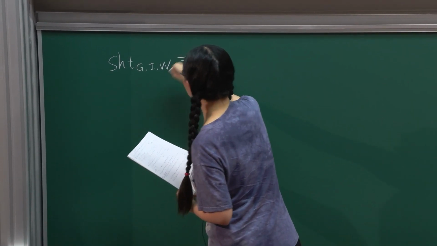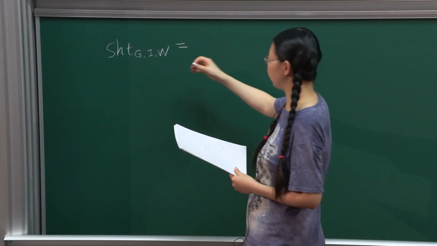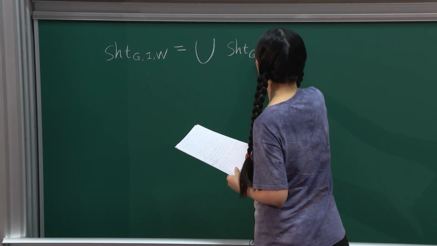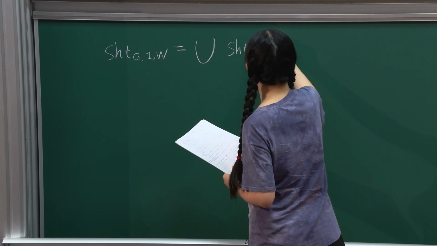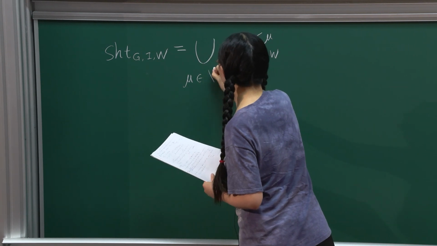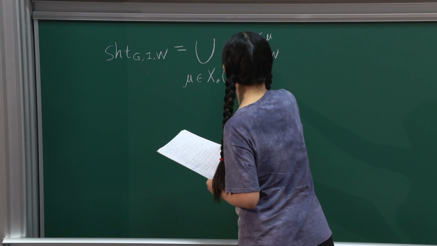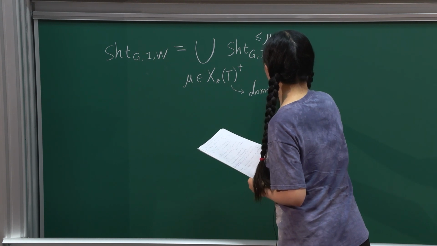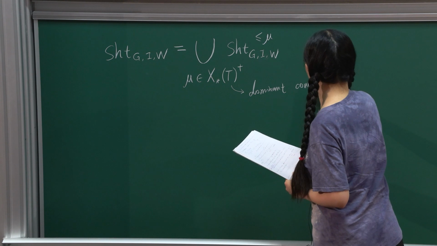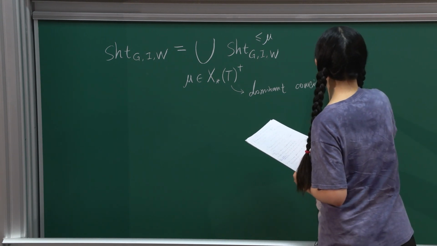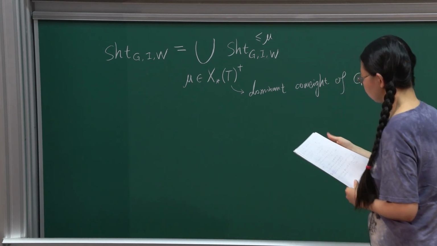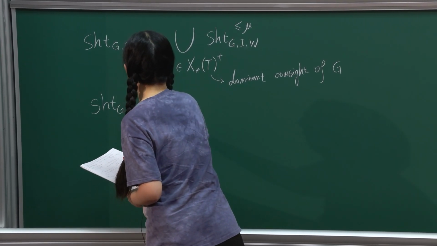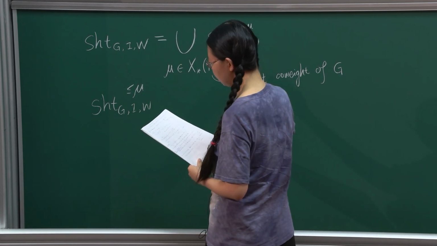So the stack of Shtukas is locally of finite type, but not of finite type. We can write it as a union of open substacks of finite type, indexed by the dominant coweights of G. I think the notation is this. So each of these open substacks is of finite type.